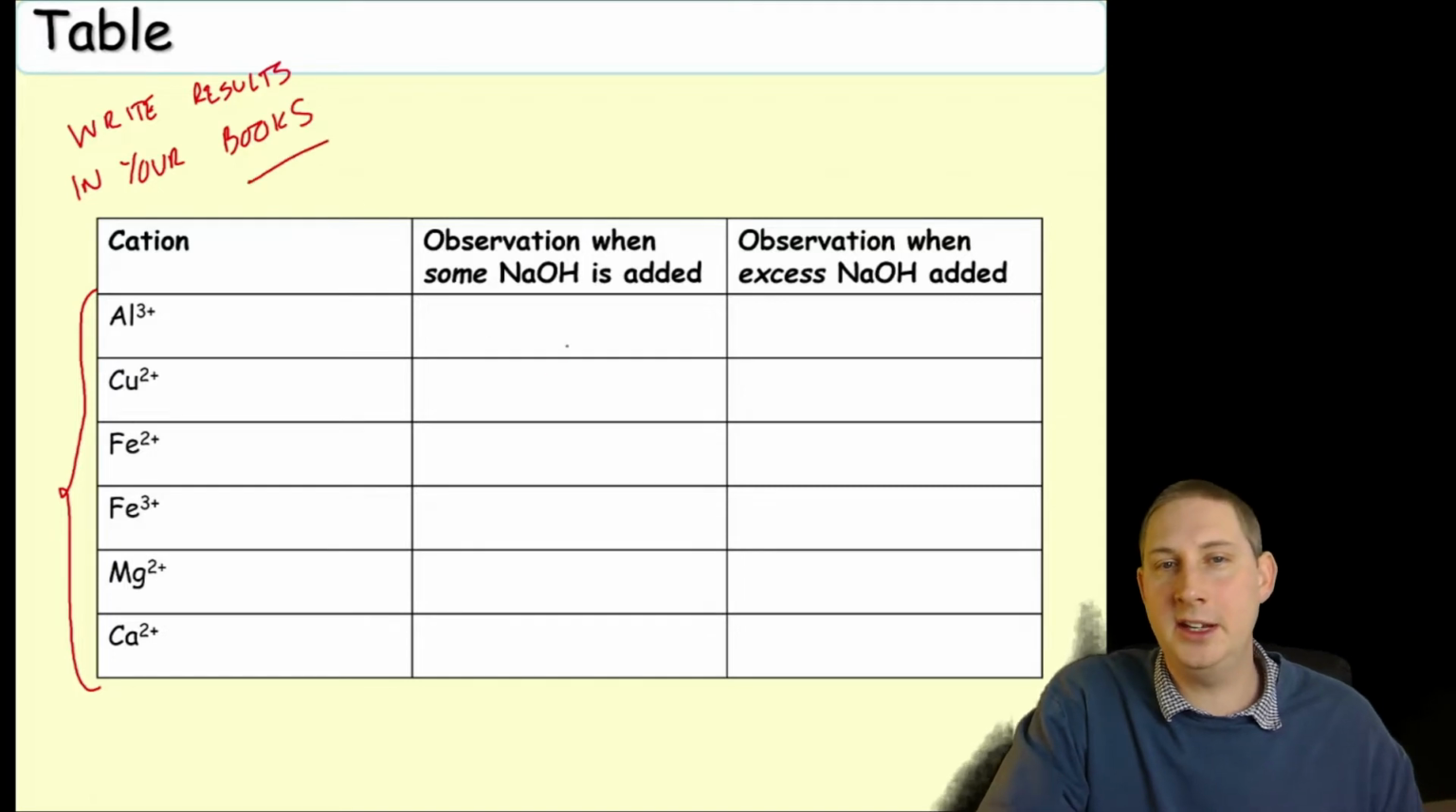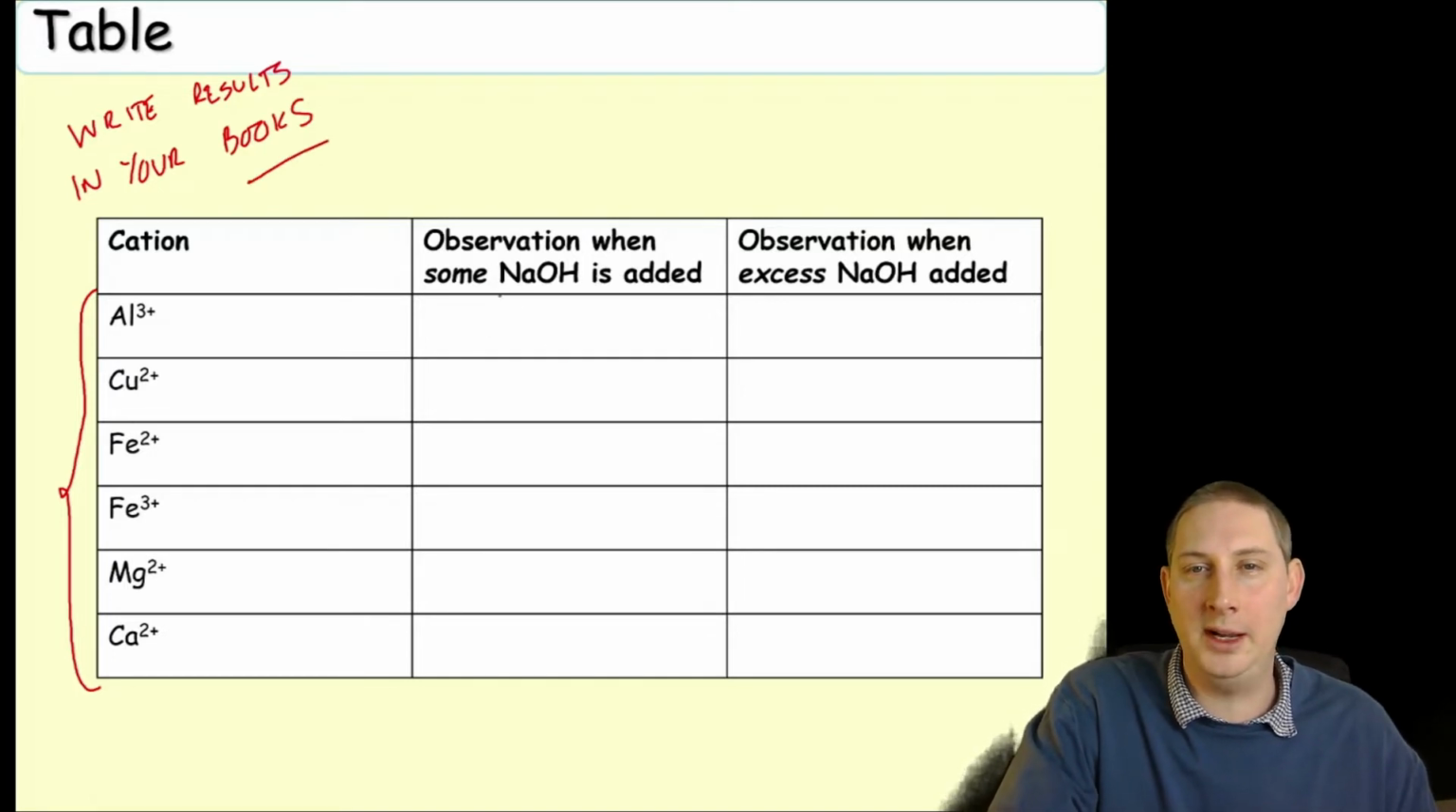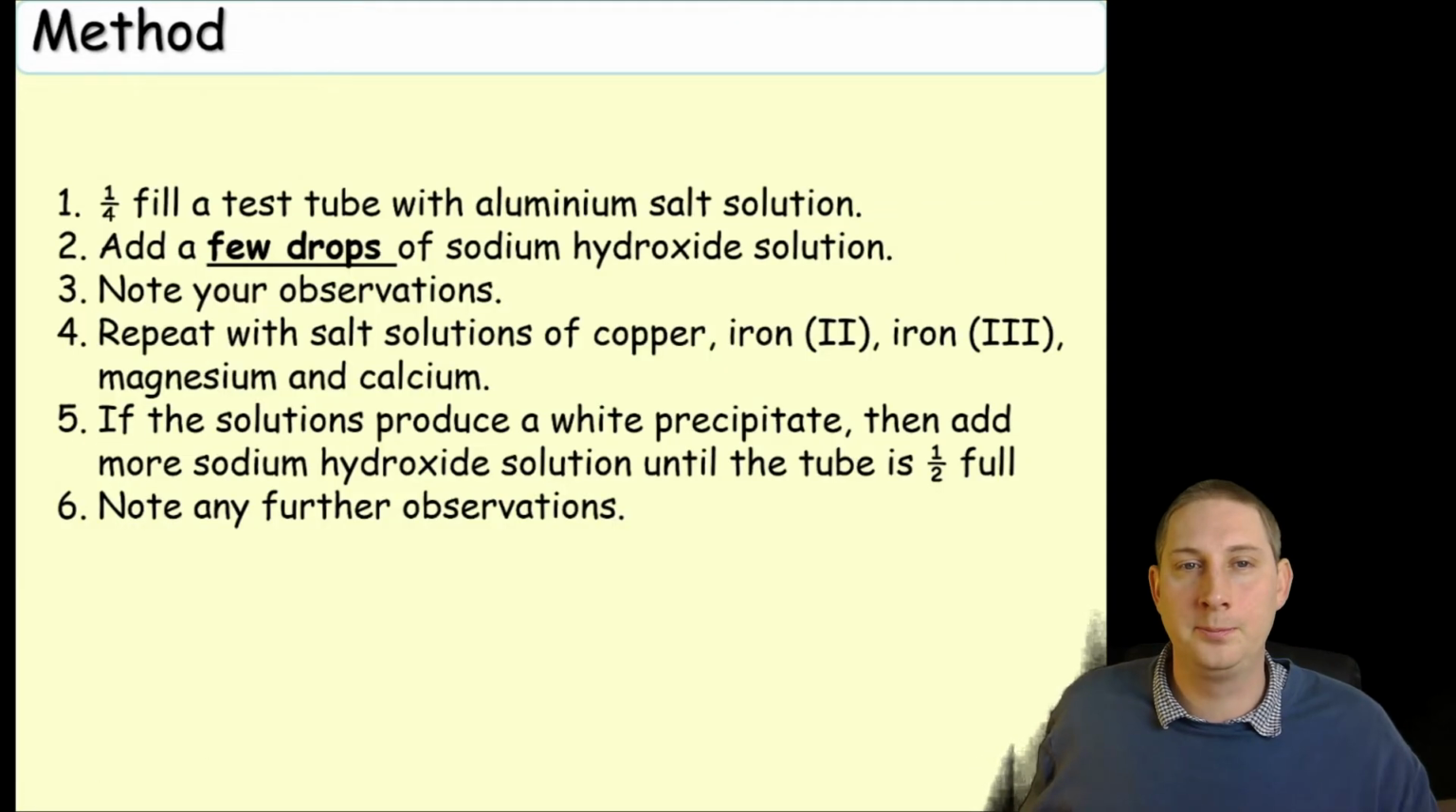So the first thing we're going to do is add a small amount of sodium hydroxide, and then we might go on and add a bit more sodium hydroxide and see what happens to each of these. So we've got an aluminium solution, a copper solution, an iron 2 solution, an iron 3 solution, a magnesium solution, and a calcium solution.